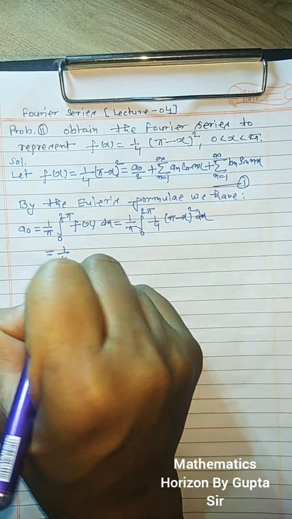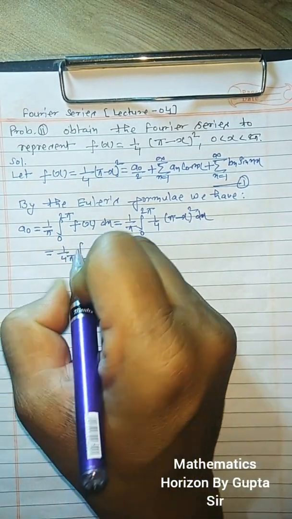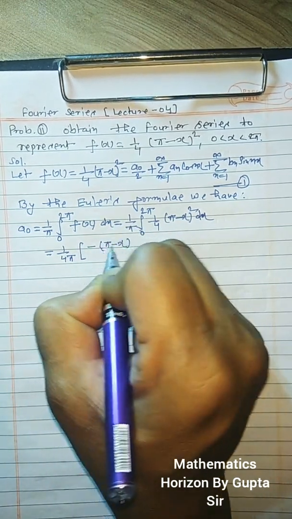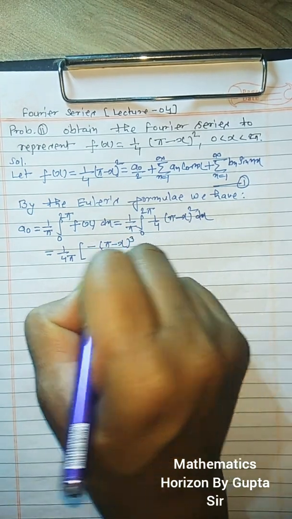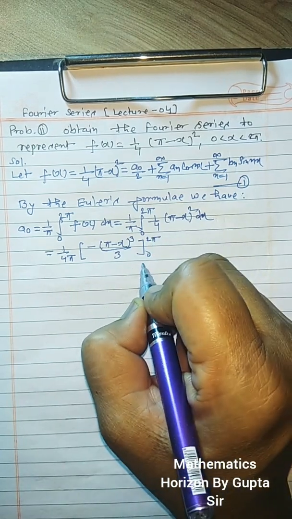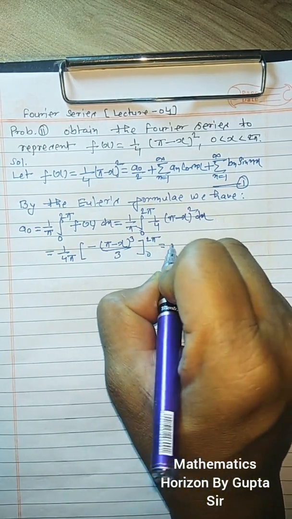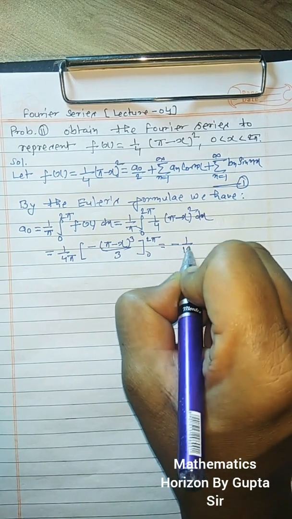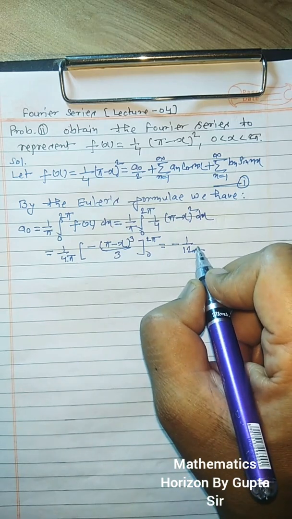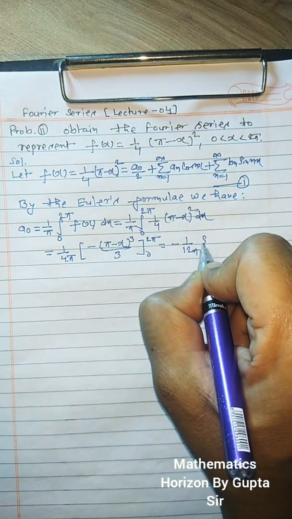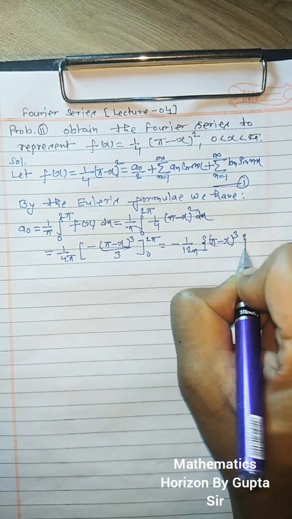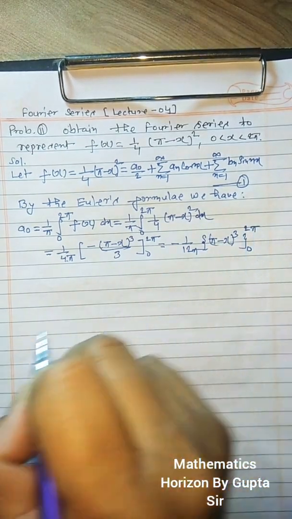this is 1 upon 4 pi, and what is the integration of this? Minus of (pi minus x) whole cube upon 3, and limit is 0 to 2 pi, that is minus 1 upon 12 pi, 4 pi into 3, 12 pi, minus is common term, and this is (pi minus x) whole cube, and limit is 0 to 2 pi.